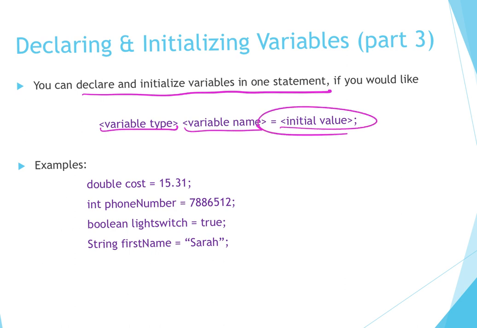So here you can see I basically combined the statements from the previous 2 pages, and I put a declaration with an initialization all in the same statement. We're creating a double variable called cost, and there's its initial value. An integer variable called phone number, and there's its initial value. So on and so forth. So we can do them all in one line if we do in fact know what they're going to equal right off the bat at the very beginning when those variables are created.